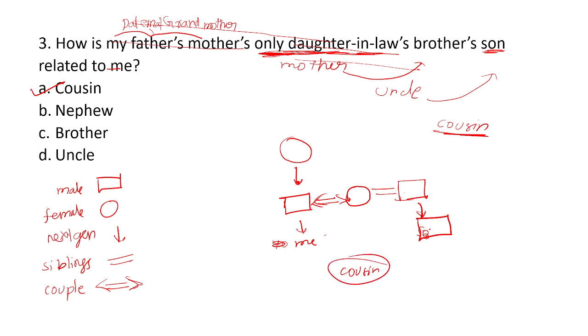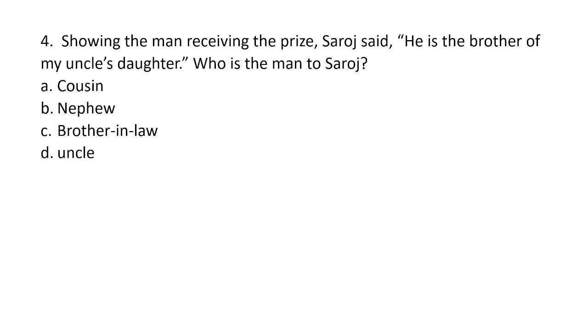So we'll jump into the next problem, guys. We'll use the same notations, don't forget. This is also a problem from blood relations. It is given: pointing to the man receiving the prize, Saroj said, he is the brother of my uncle's daughter. So consider yourself as Saroj, guys, and then start solving the problem. This problem also doesn't need notations. And remember, this type of problem is solved starting from the word 'my'.